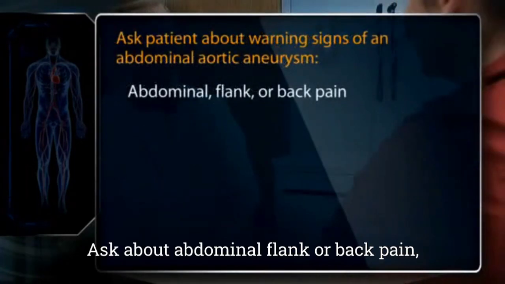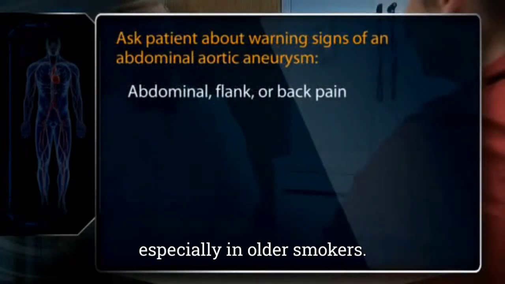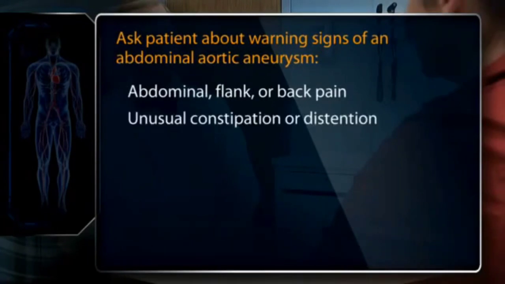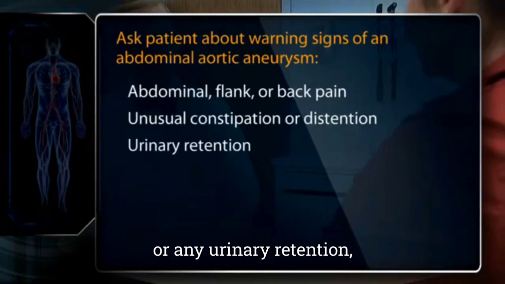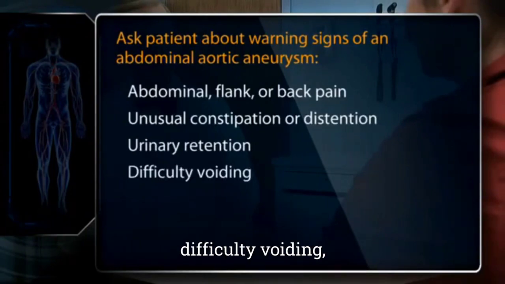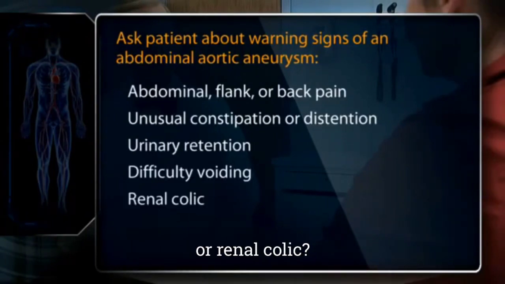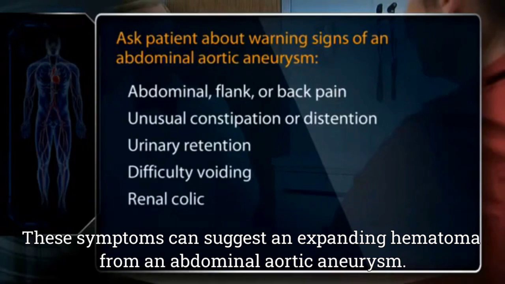Ask about abdominal, flank, or back pain, especially in older smokers. Is there unusual constipation or distension, or any urinary retention, difficulty voiding, or renal colic? These symptoms can suggest an expanding hematoma from an abdominal aortic aneurysm.